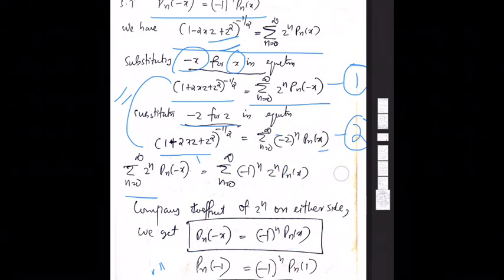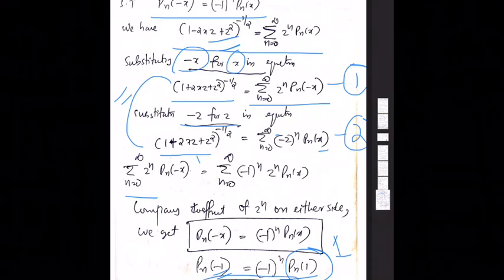So we have this Pn of minus x equal to minus 1 to the power n Pn of x. Here for x, if I put 1, so Pn of minus 1 is equal to this. Pn of 1 we know is equal to 1. So we have Pn of minus 1 equal to minus 1 to the power n. So Pn of 1 is 1, Pn of minus 1 is minus 1 to the power n.